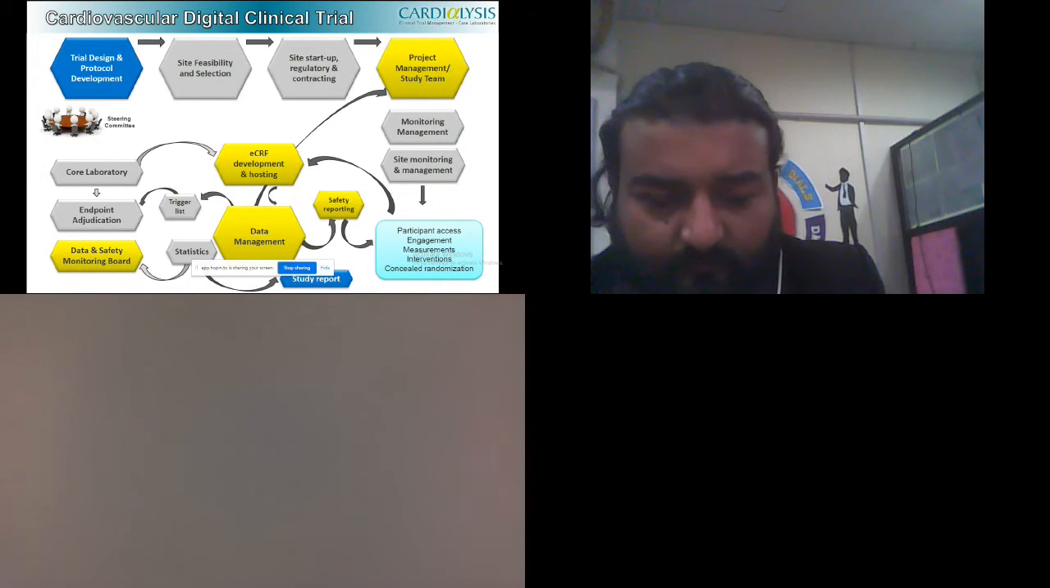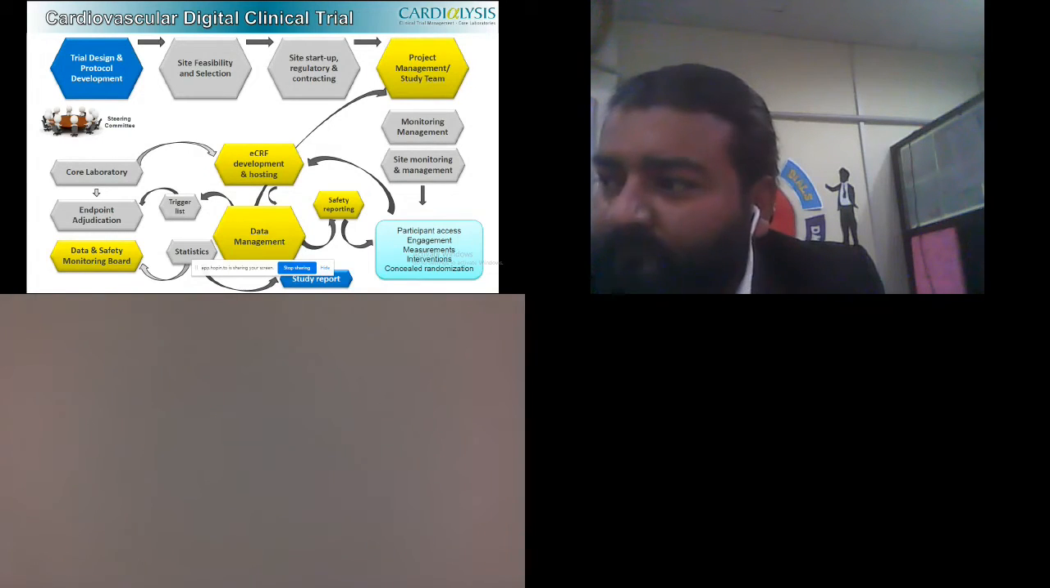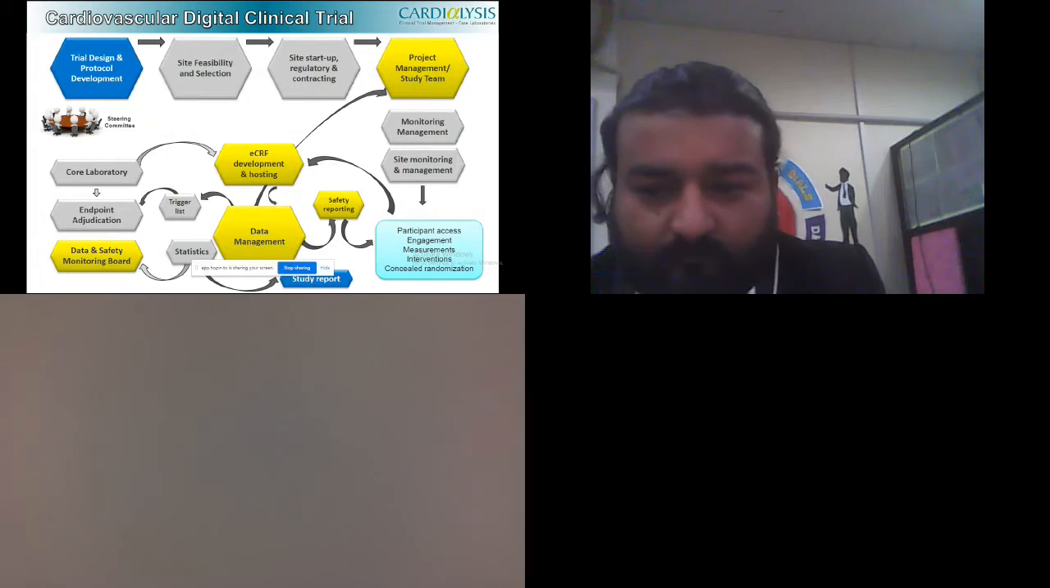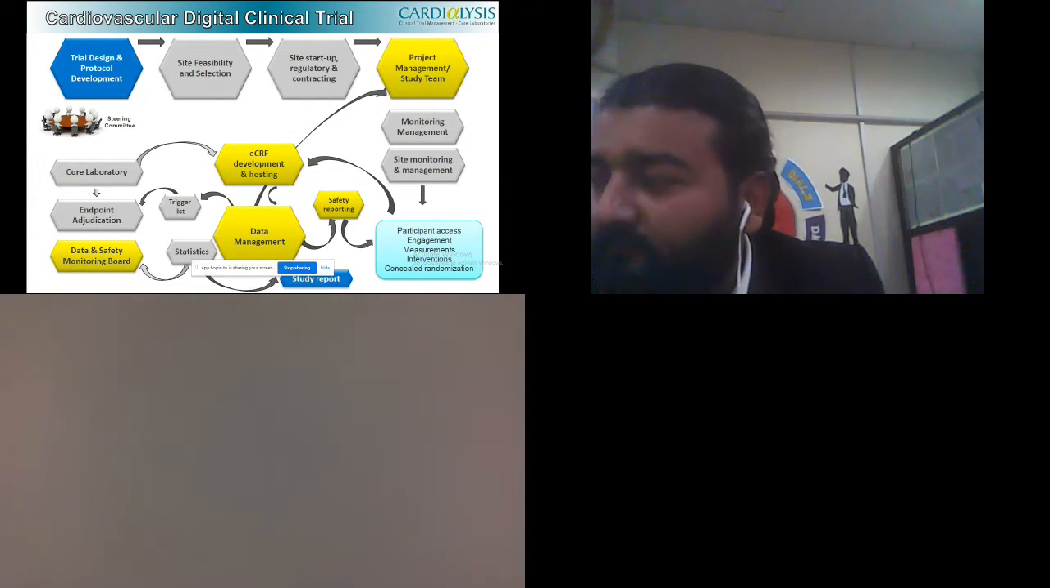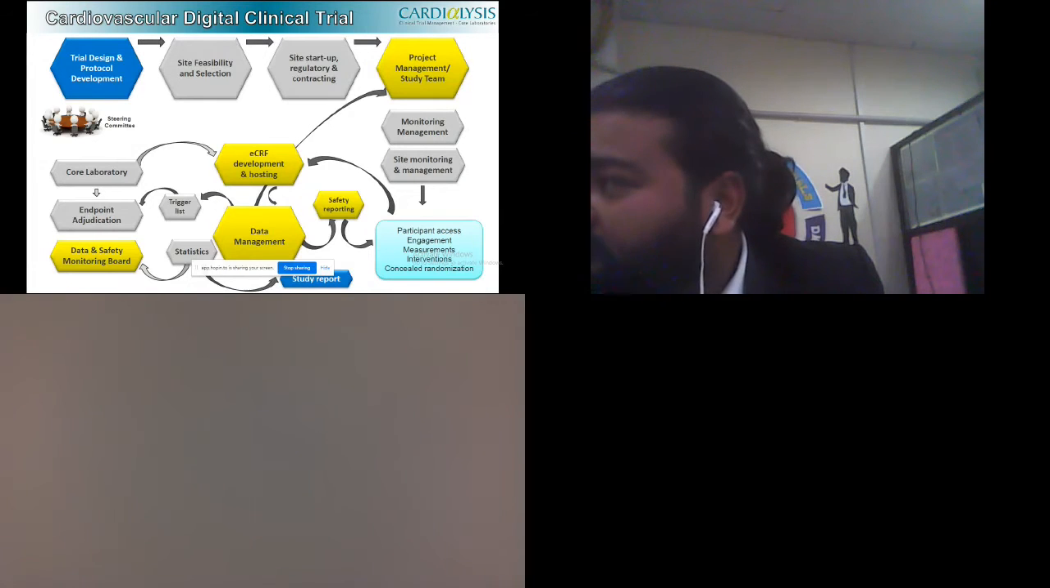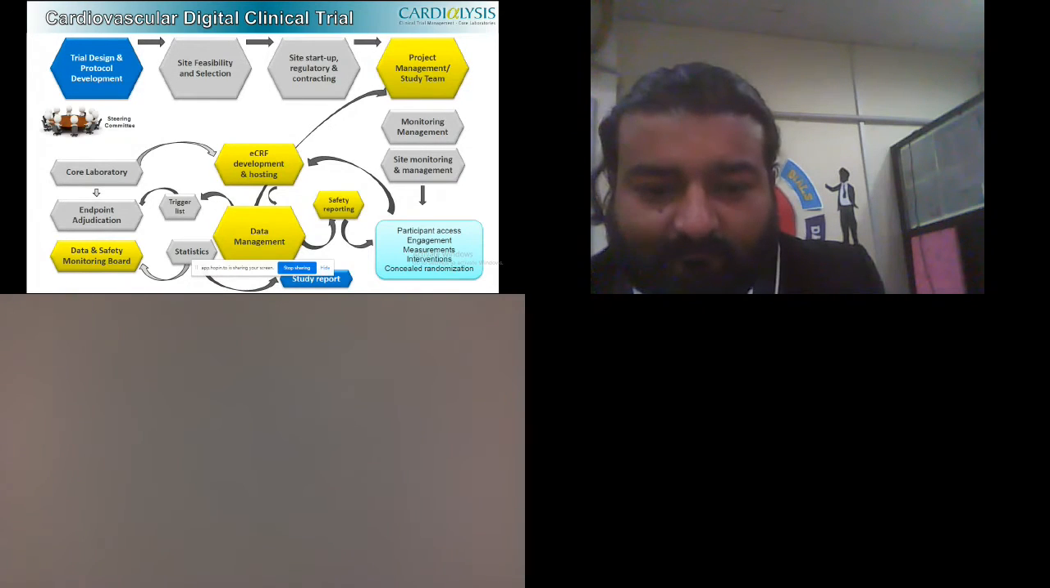And of course, some activities such as endpoint adjudication or core laboratory activities may not be applicable. However, the data management and the adequate capture of the data elements is very important. Safety reporting remains a component of digital clinical trials, and some studies may require a data and safety monitoring board. So it's key to that, and you will see on the right bottom of the slide, the participant access, engagement, measurements that can be performed remotely, also interventions and concealed randomization.